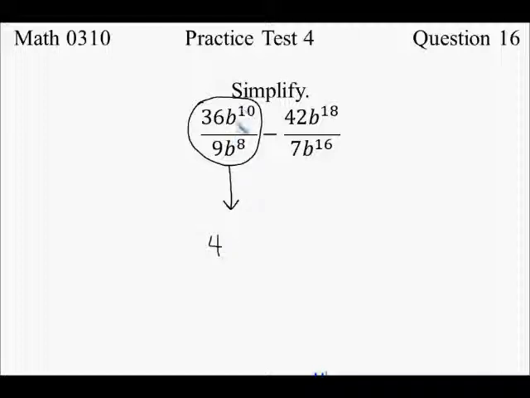And then, comparing the b parts of our expression, we have b to the 10th over b to the 8th. Now remember, when we have the same base and we're dividing those bases, we subtract the exponent in the denominator from the exponent in the numerator. So b to the 10th over b to the 8th would be b to the 10 minus 8. Alright, and then we have minus here. And now let's go ahead and look at our second rational expression here. So comparing the like parts, 42 divided by 7, that is 6.